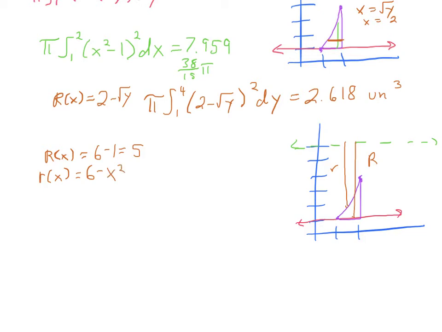So to integrate, we're going to integrate from 1 to 2 of our big R of x, which is 5, so 5 squared, minus our little r of x, 6 minus x squared, quantity squared, dx. And typing that into the calculator will give us 33.929 units cubed.